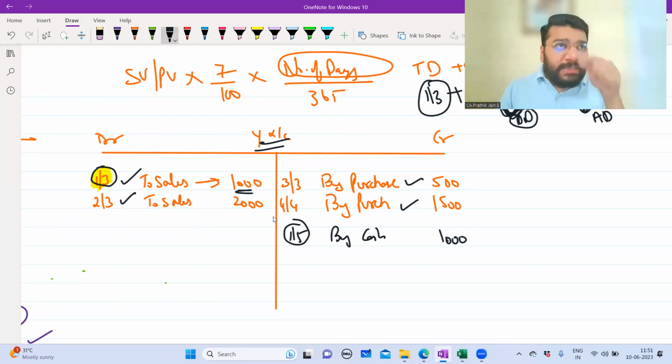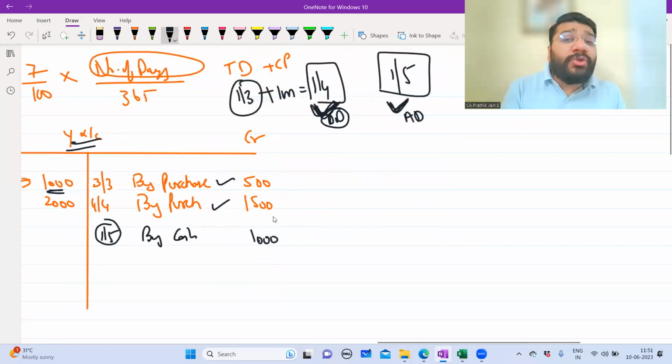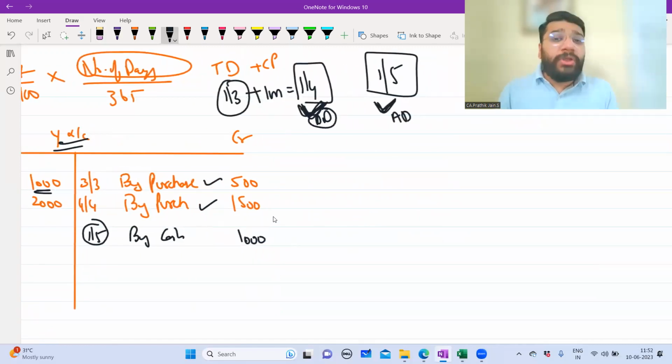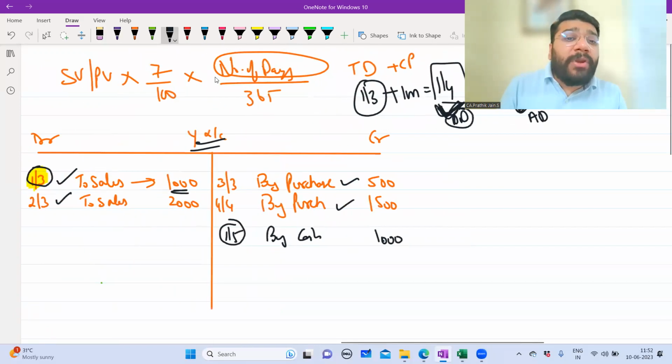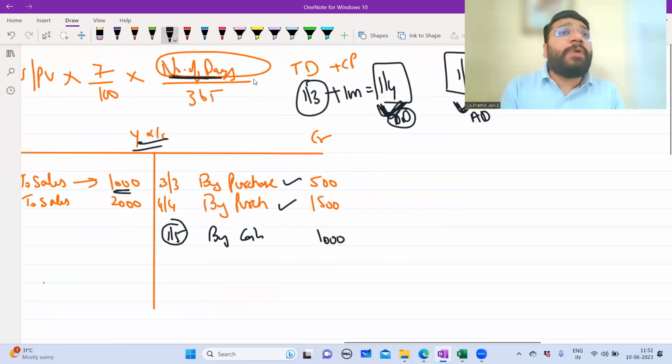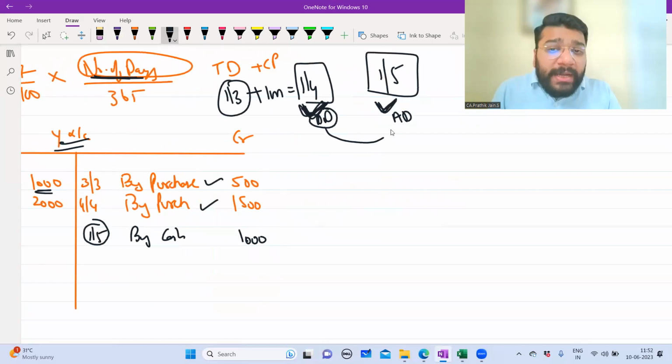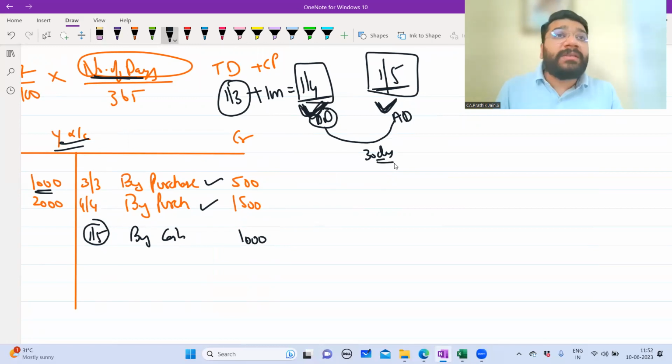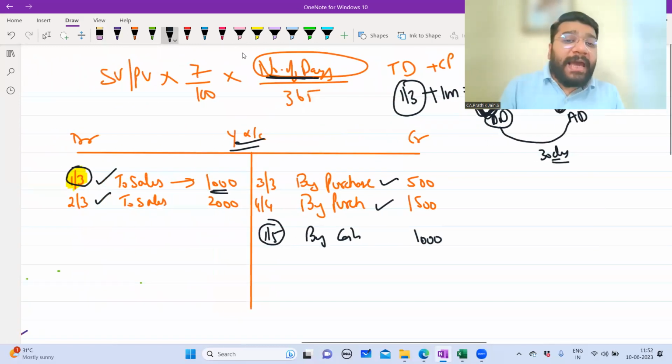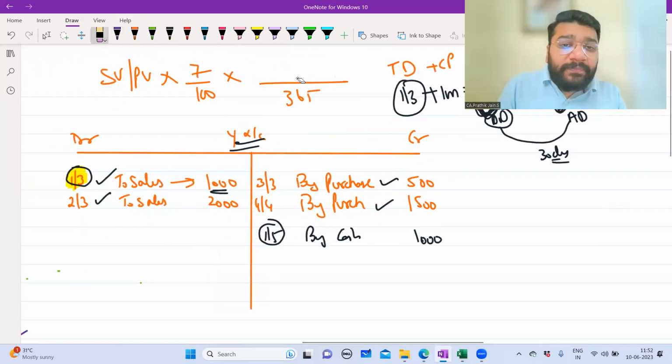In this particular ledger, do you know the due date? No. Unless you know the due date, how will you calculate the number of days of delay? Because I need the number of days. How will I calculate it? From the due date to the actual payment or receipt date, I'll take the difference. You're supposed to make the payment on 1/4, but the actual payment you made on 1/5. There's a delay of how many days? 30 days. Only when I know that, I'll put the number of days as 30 here.